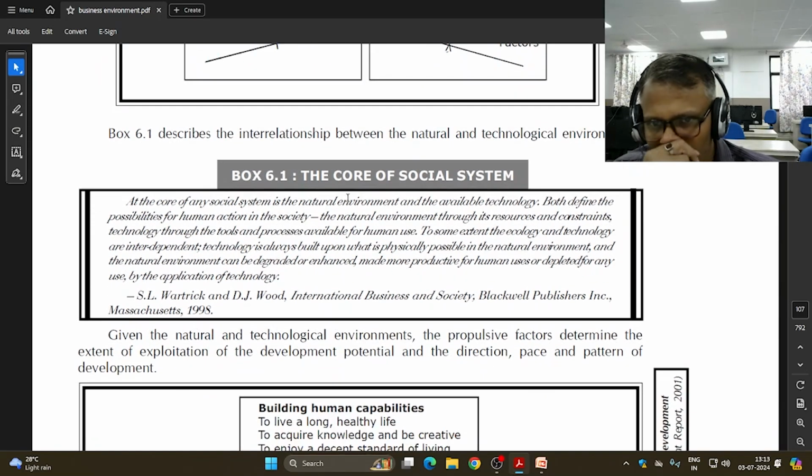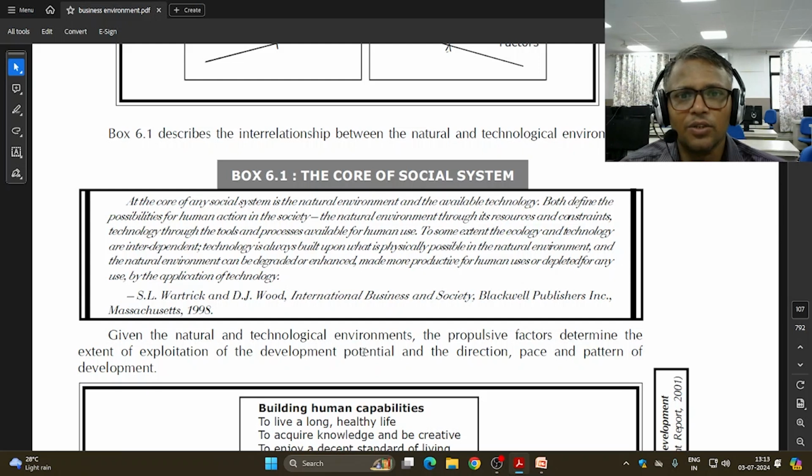Now, one thing we need to understand is the core of the social system. At the core of any social system is the natural environment and the available technology. Both define the possibilities for human activity in society. Thus, the natural environment, through its resources, constrains technology, through the tools and processes available for human use. To some extent, ecology and technology are interdependent. Technology is always built upon what is physically possible in the natural environment, and the natural environment can be degraded or enhanced, made more productive for human use or depleted, by the application of technology. This is what is said by S. L. Waldrip and G. J. Wood.